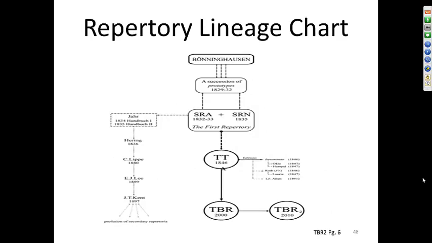Again, I just want to show you here the lineage of these particular repertories and how it's constructed. Okay, and you can see that the Therapeutic Pocketbook is developed in 1846 from these original, when he abandons the first repertory that was the combination of the SRA and the SRN.